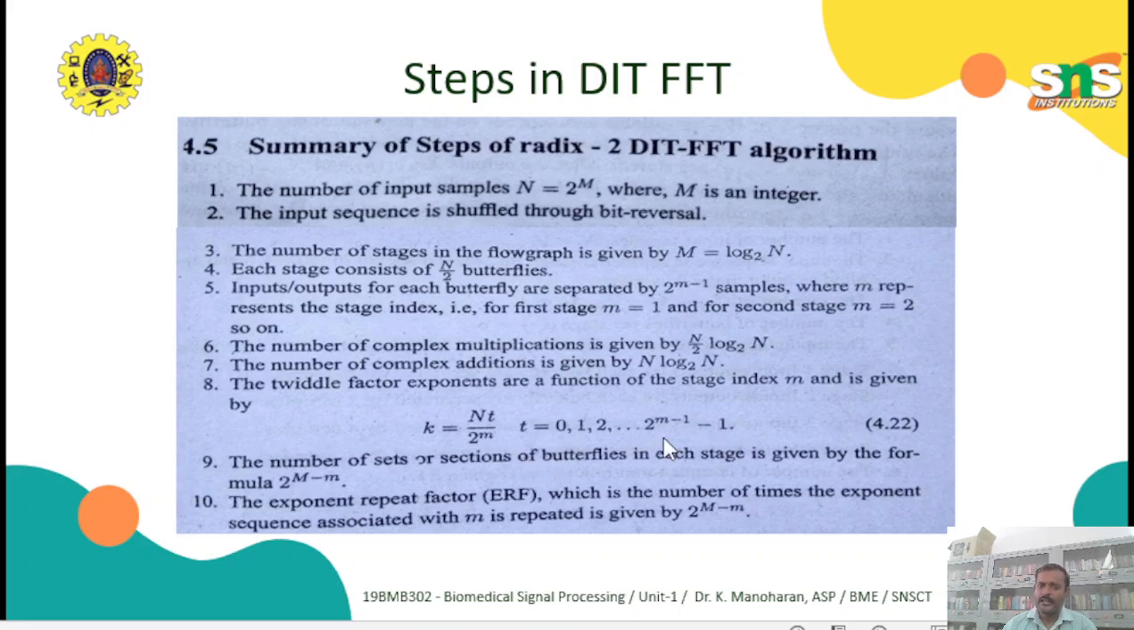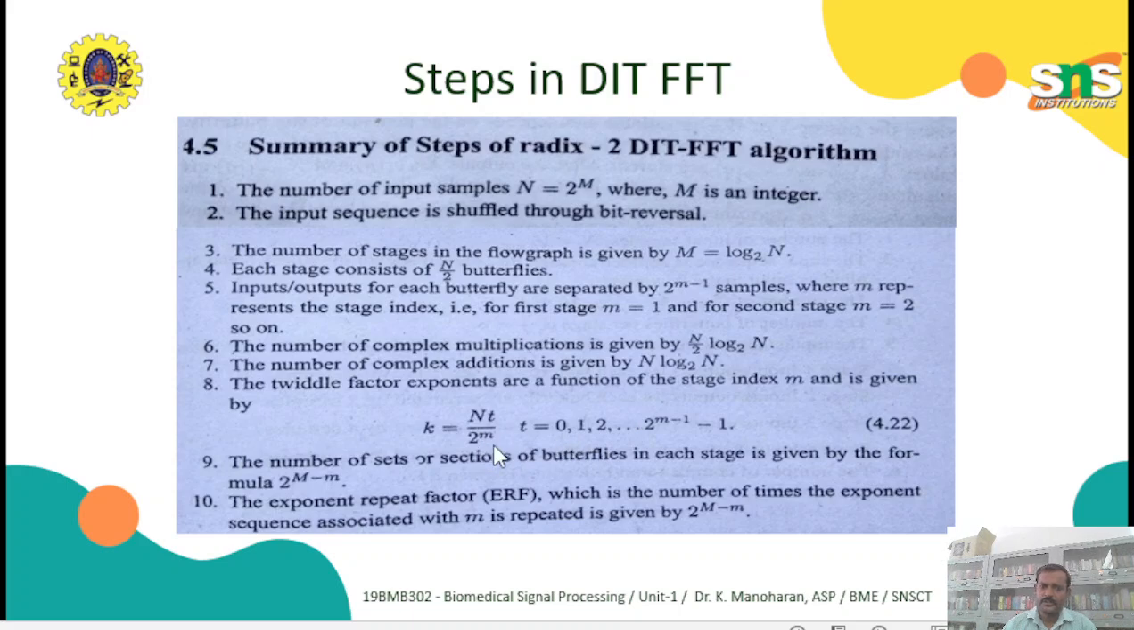If you take m equal to 2, then 2 power 2 minus 1: 2 minus 1 is 1, 2 power 1 is 2, 2 minus 1 is 1. So we need to substitute t equal to 0 and then t equal to 1. Now if you take 2 power 3, 3 minus 1 is 2, 2 power 2 is 4, 4 minus 1 is 3. So now we need to substitute t equal to 0, 1, 2 and 3. So these 4 values we get.